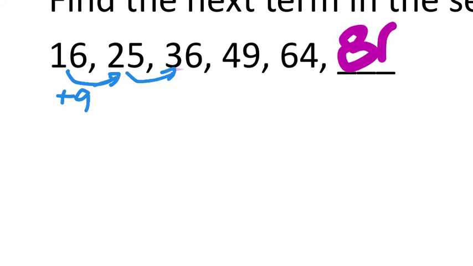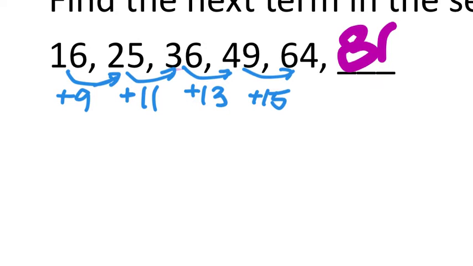Yeah, I am kind of going through this a little fast, I know, but then I say, well, 25 to 36. What would I have to add to 25 to make 36? That's 11. What about 36 to 49? That's 13. 49 to 64? 15 right there.